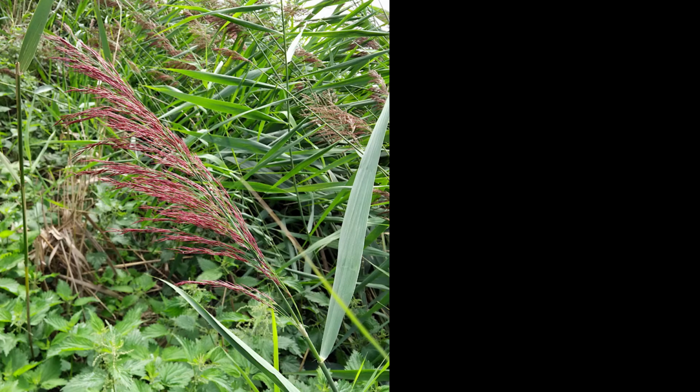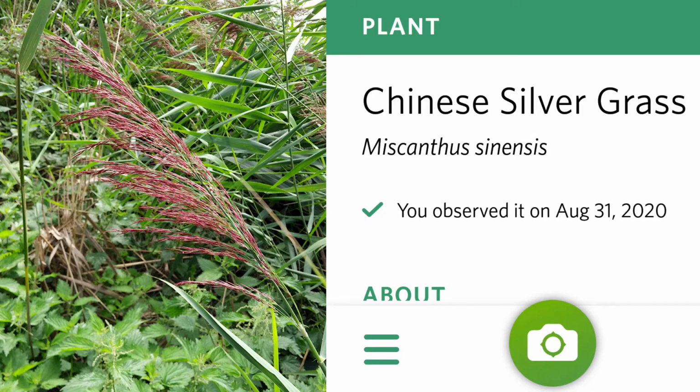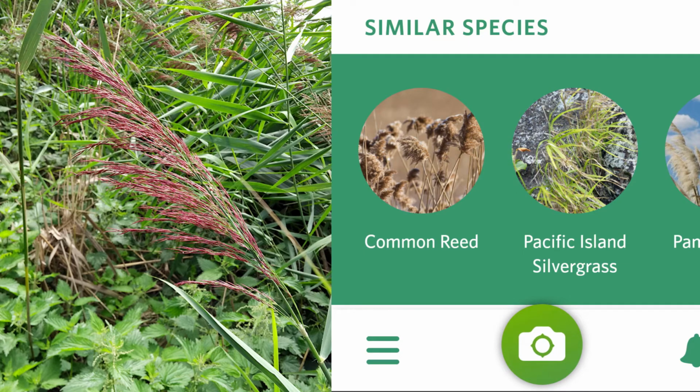And then this next one, which I think is a wrong un. Seek has identified it as Chinese silvergrass, when in fact I'm pretty sure it's the common reed, Phragmites australis. In Seek's defence though, if you scroll down the species page for the Chinese silvergrass, it does list common reed first in the list of similar species.